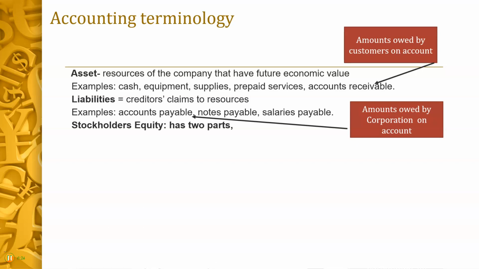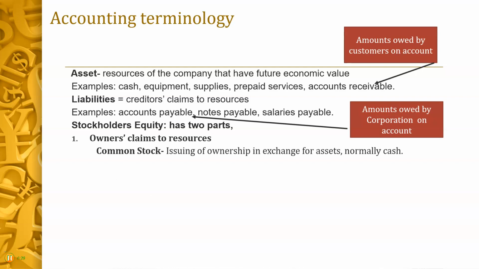Now, stockholders' equity has two parts. We have owner's claims, and that would be common stock. And that happens when we issue ownership in exchange for assets, which is normally cash.